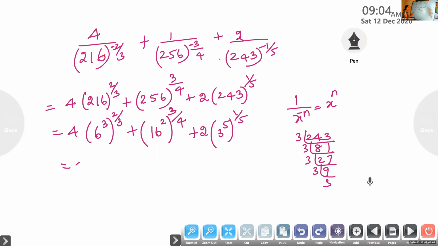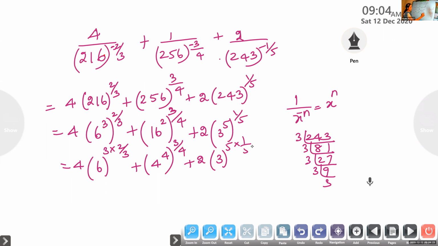So here it is 4 into 6 raised to 3 into 2 by 3, plus 16, which again you can write as 4 square. So it will be the same as 4 raised to 4 into 3 by 4, plus 2 into 3 raised to 5 into 1 by 5. Simplify and cancel the things. What is the final answer? 214. Yes, correct. The answer is 214.